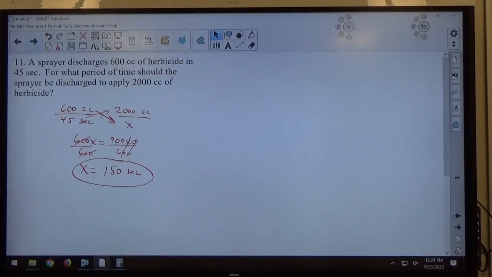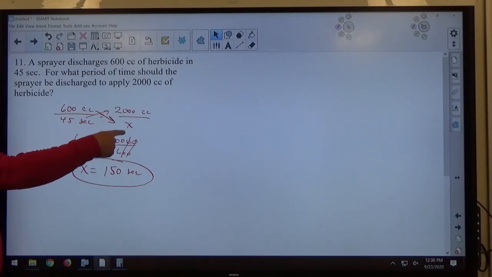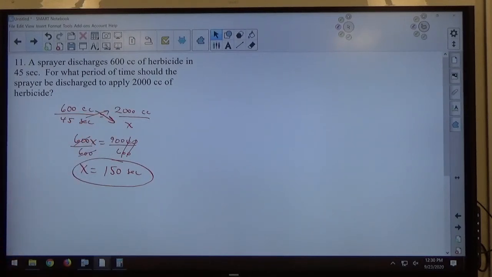I got everything correct, but instead of putting 2,000 on top on the right side, I put 45, and I put 2,000 on the bottom. So you put 600 over 2,000 equals 45 over x? Same difference. Yeah, either way works. All right.